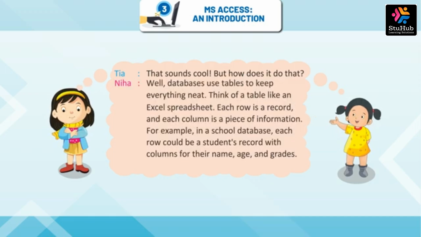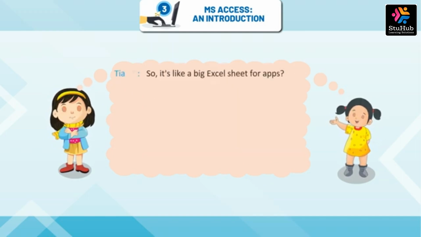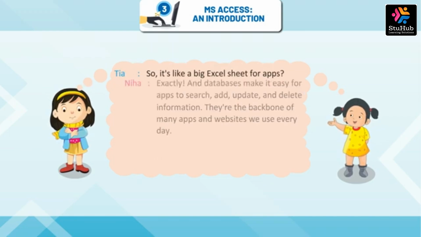Neha: Well, databases use tables to keep everything neat. Think of a table like an Excel spreadsheet. Each row is a record and each column is a piece of information. For example, in a school database, each row would be a student's record with columns for their name, age, and grades. Tia: So it's like a big Excel sheet for apps.